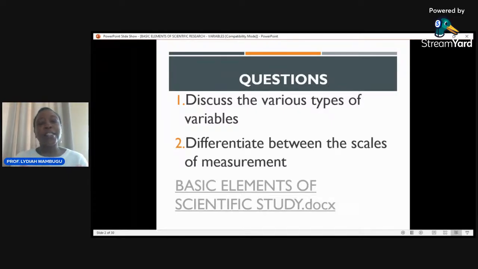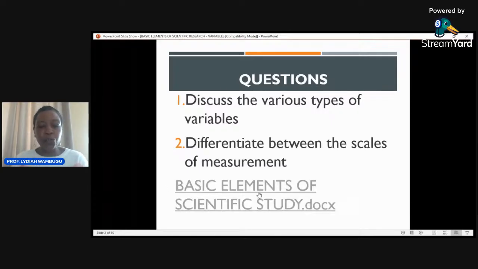The other question that is very common is the scale of measurement. What are these scales of measurement, and how can I identify between categorical variable and numerical variable, qualitative variable and quantitative variable? How do I differentiate the two? So today, we are going to answer those two questions on the types of variables, and we also discuss the scales of measurement, hoping that by the time we finish, we will have answered that question.